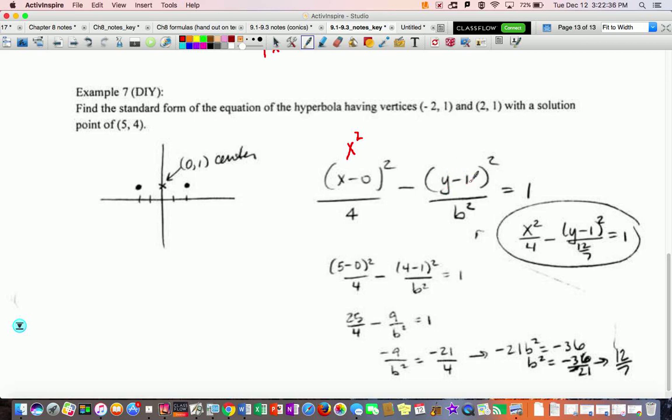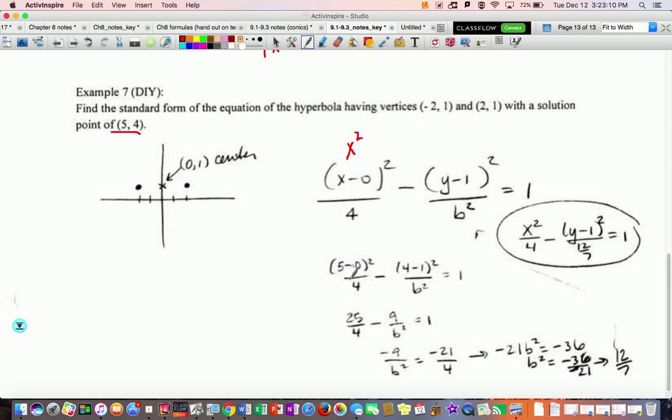Now, this one's a little bit harder because then they give me a solution point of 5, 4. So the only thing I know is that the distance from center to vertex is 2. So I can square that and put in the 4. But I really don't have a way to get b squared until I put the solution point in. 5 goes in for x. 4 goes in for y. And now you try to solve this equation for b squared.